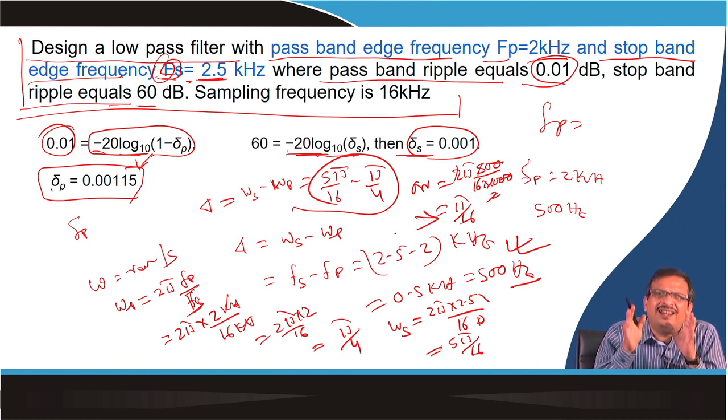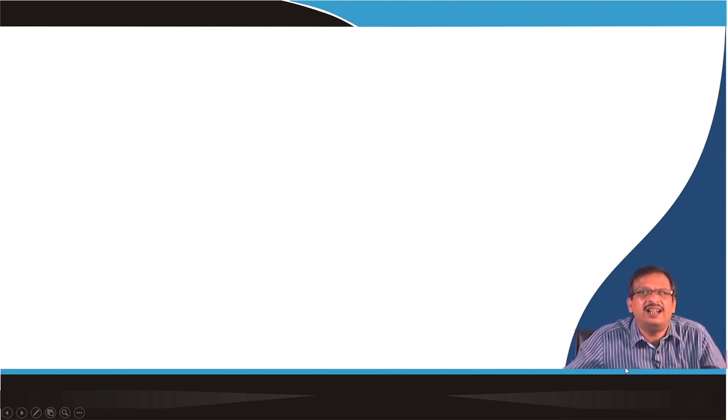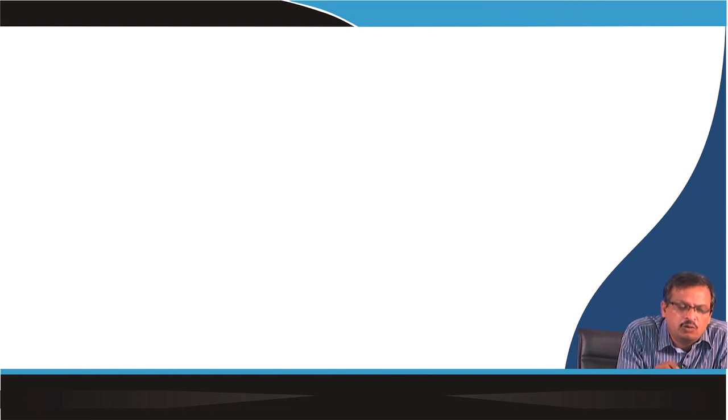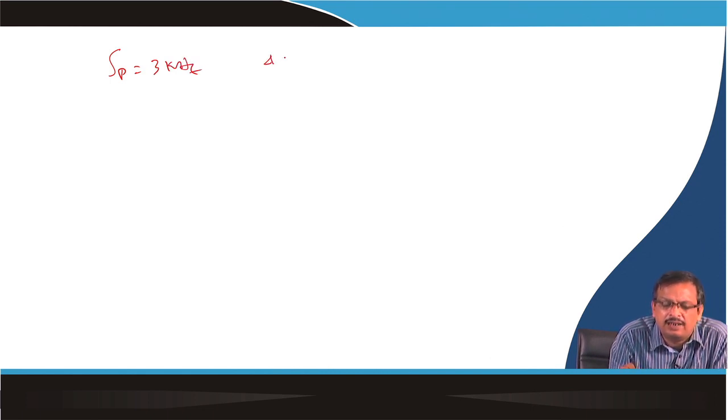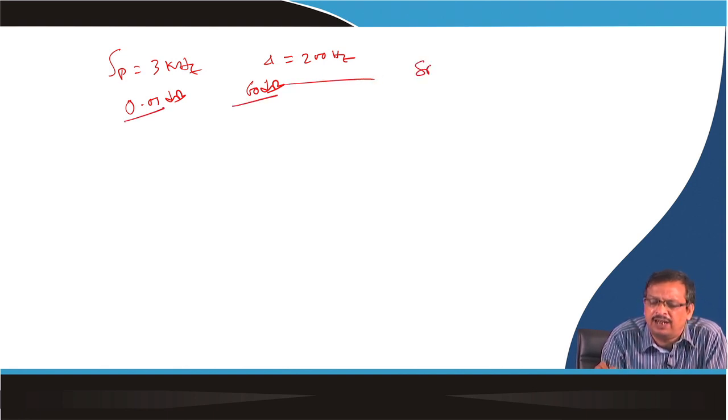So when practical things are given, suppose, let's say, take a slide. Suppose somebody told you to design a digital low pass filter whose cutoff frequency Fp is given as 3 kilohertz and transition bandwidth delta is equal to 200 hertz, and pass band ripple is 0.01 dB and stop band ripple is 60 dB. So from the pass band ripple in dB I can calculate del P and del S.